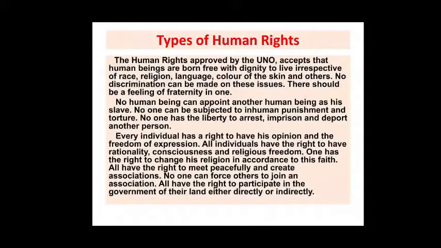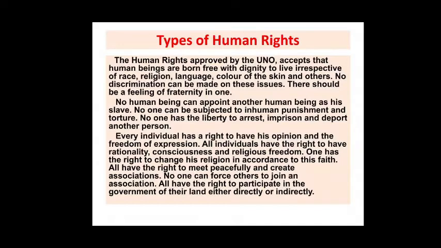Human Rights Day. How many types of human rights? Already we know there are six types of fundamental rights. So, types of human rights. The human rights approved by the UNO accept that human beings are born free, with dignity to live, irrespective of race, caste, religion, language, color of the skin and others. No discrimination can be made on these issues. No one should interfere. Upper caste, lower caste, ruler, there is no discrimination. There should be a feeling of fraternity in one.